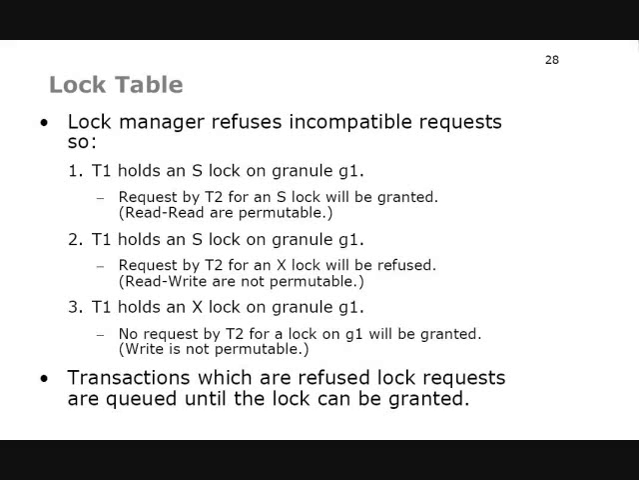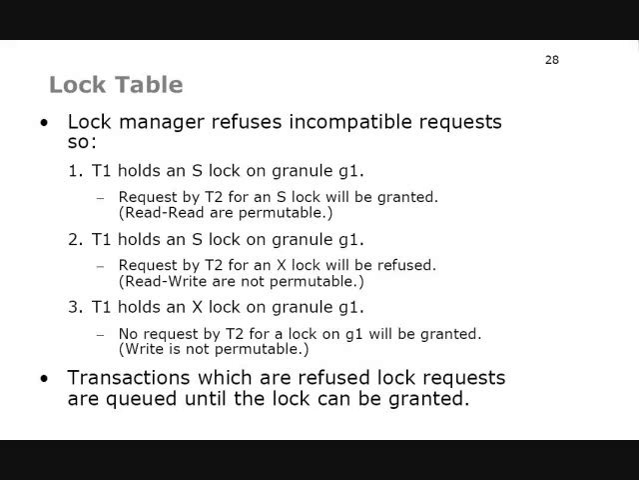And the lock manager is going to have to refuse incompatible locks. So incompatible requests. So let's say that I have a transaction 1 which has a share lock, a read lock, on an item, on a granule G1. If another transaction requests another share lock, that will be granted, because I have only a share lock, so the transactions can read the data that my transaction T1 is manipulating. So reads are permutable, so these will be granted. Another share lock will be granted.